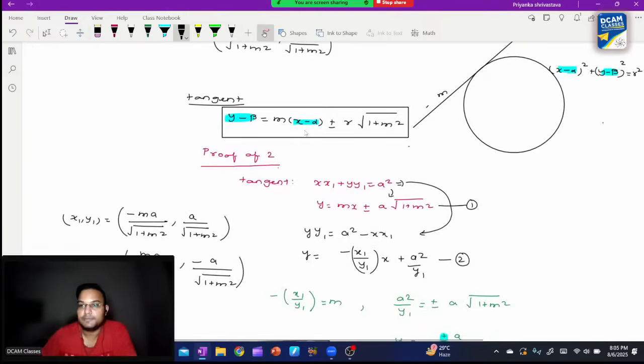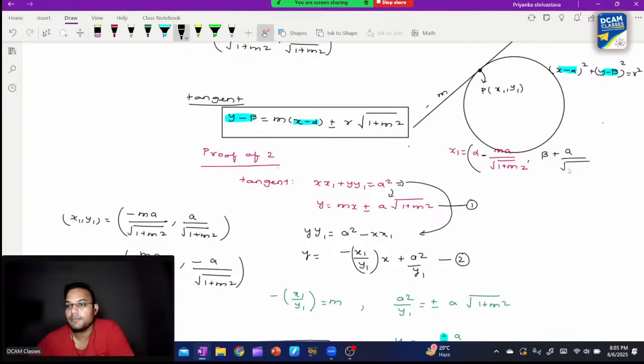And see, in this particular case, what the point will be here. This point will be P, x1 comma y1, and let me write it very quickly and then we'll end the class. x1 is equal to alpha minus ma by root over 1 plus m square, alpha is outside, comma beta plus a by root over 1 plus m square.